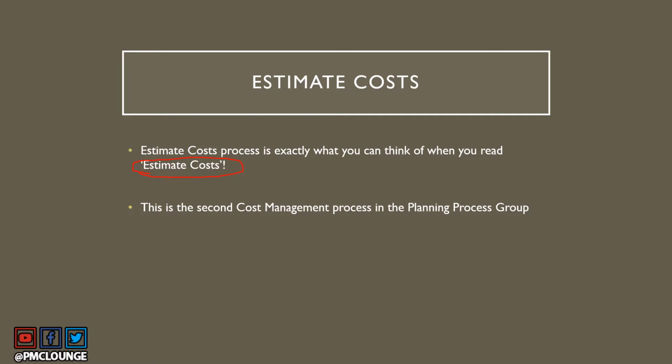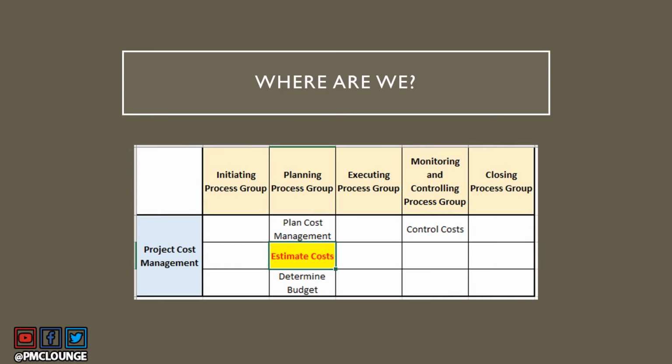Actually, let's take a look at the PMBOK mapping. So this is the PMBOK mapping. As you can see, we are in the project cost management knowledge area, and estimate costs. This is where it lies. This is what we are talking about today. As you can see, it belongs to the planning process group.